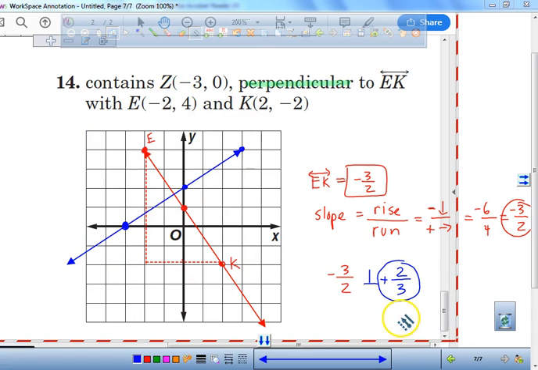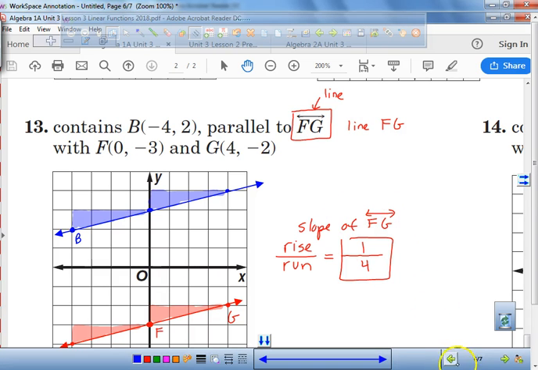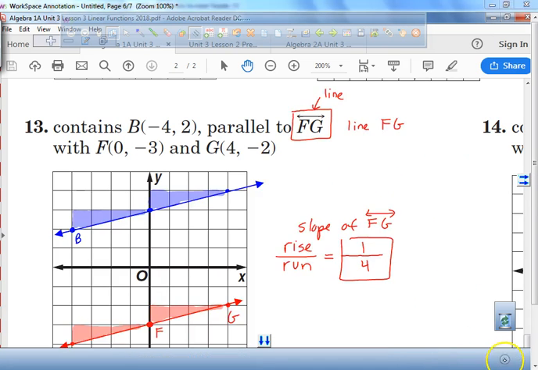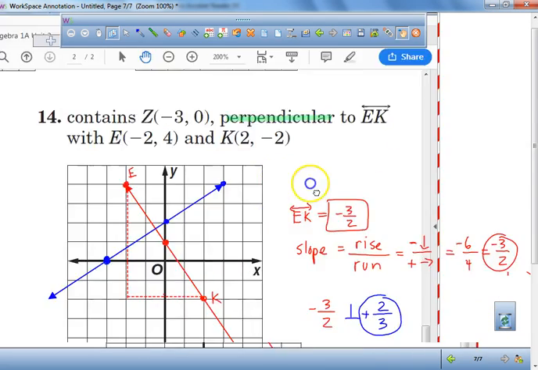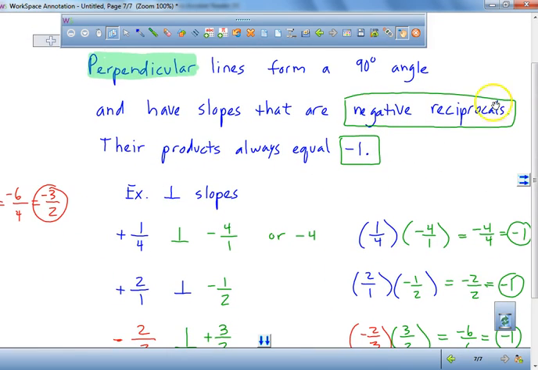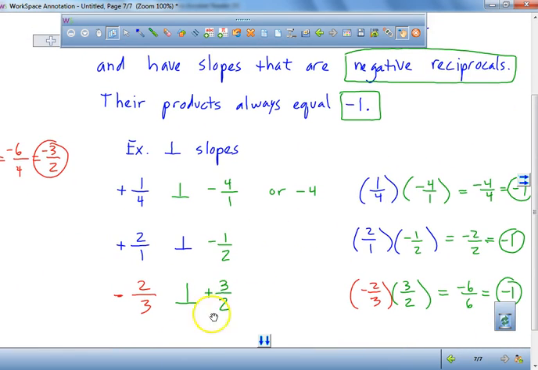So what did we learn today? What's the new thing we learned today? Parallel lines have the same slope. Perpendicular lines have slopes that are negative reciprocals. And here are some examples. Have a good day.